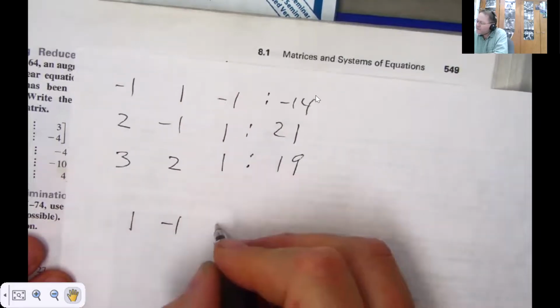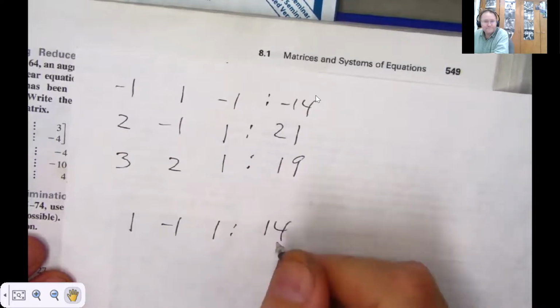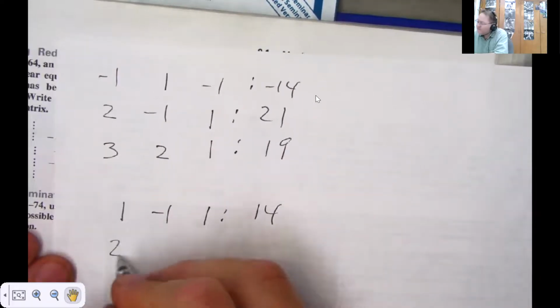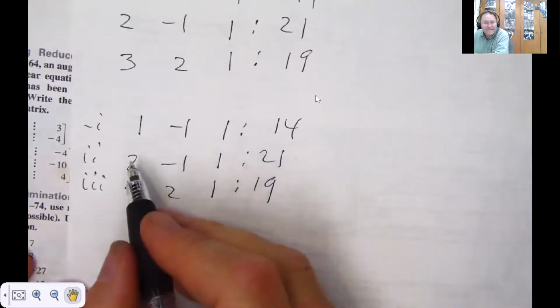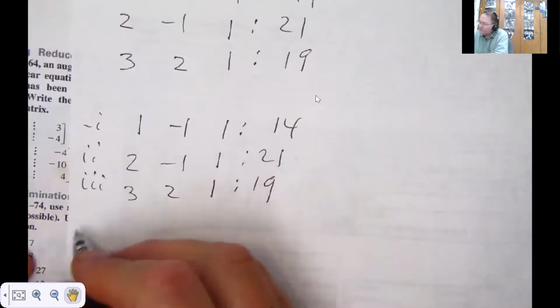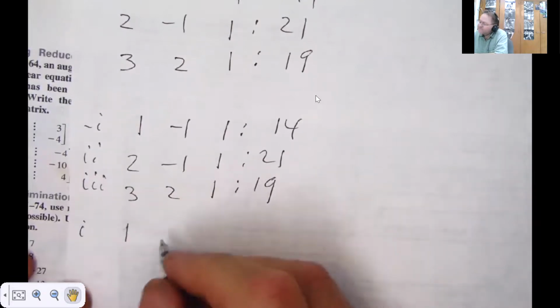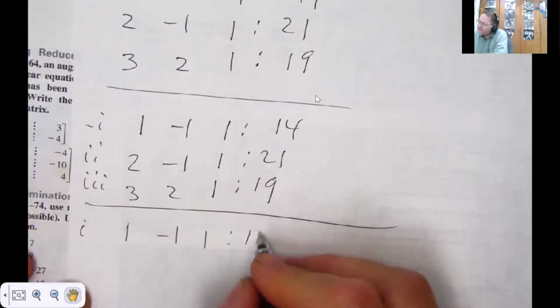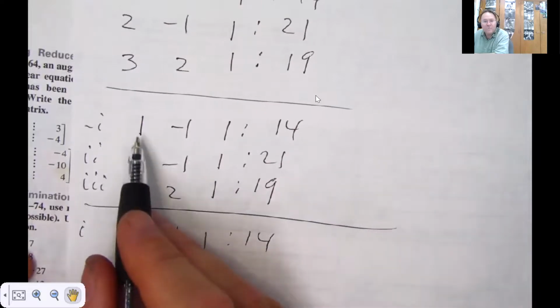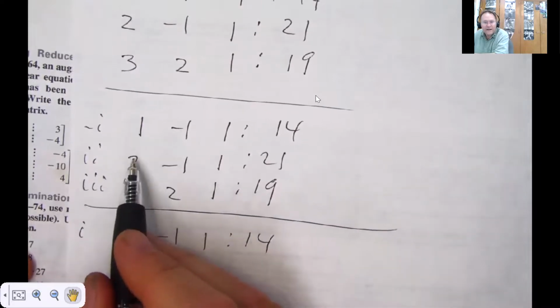1, negative 1, 1, 14. Let's keep the other rows the same. 2, negative 1, 1, 21, 3, 2, 1, 19. So negative 1 times row 1, row 2 the same, row 3 the same. All right, here we go. Now that's got to be a 0. That one's got to be 0. So I'm going to keep row 1 the same. It's going to be 1, negative 1, 1 and 14. This time I'm going to multiply row 1 by negative 2 and add it to row 2.